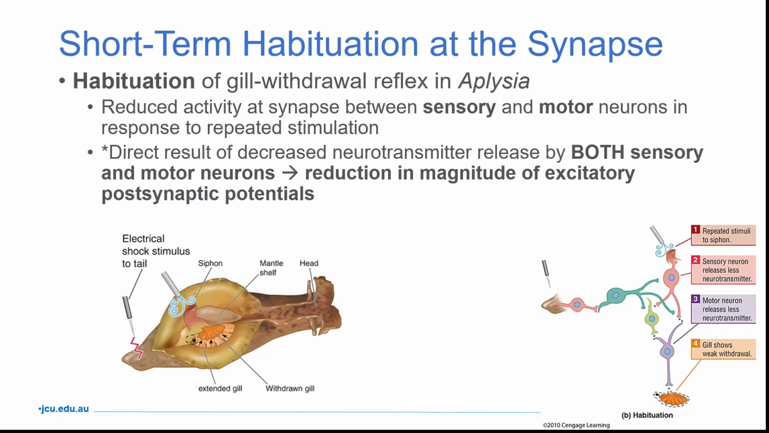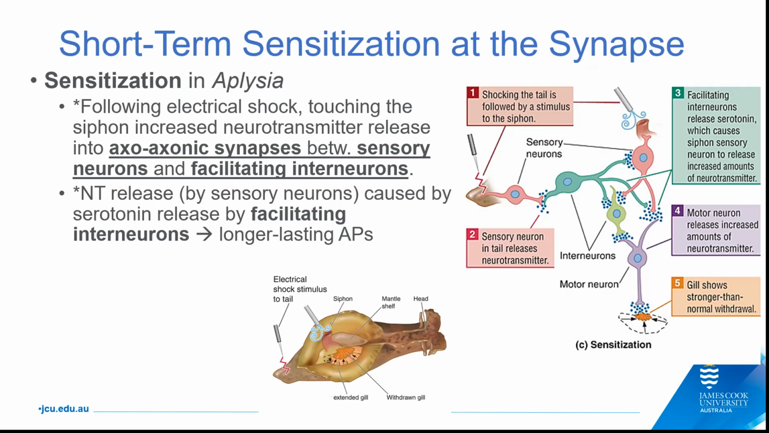Note that this interneuron has axons stretching out, just axons, no dendrites. The left part of this interneuron is also axon. Just take note of that, we'll get to that later. As a result, we have a decrease in neurotransmitter release by both sensory and motor neurons, and then you have a reduction in EPSPs. Not too surprising.